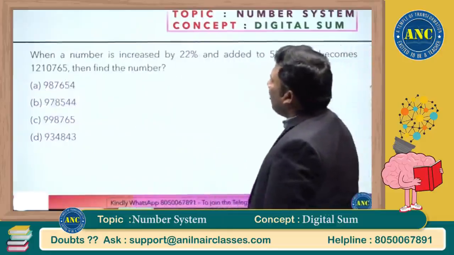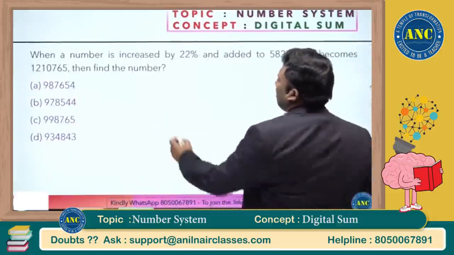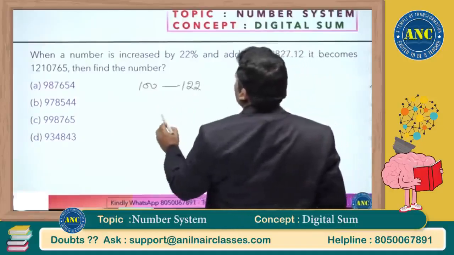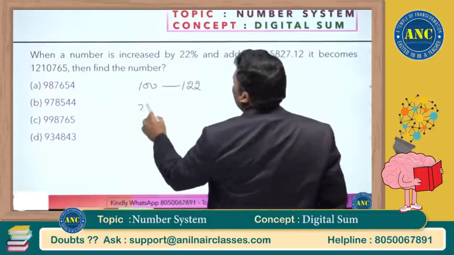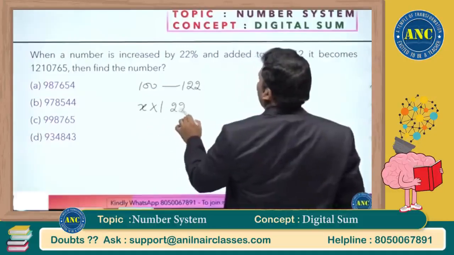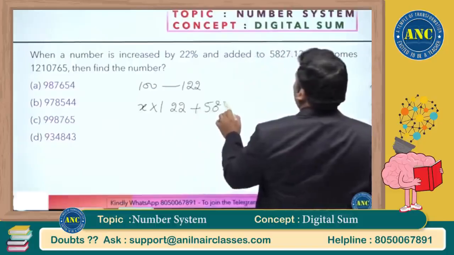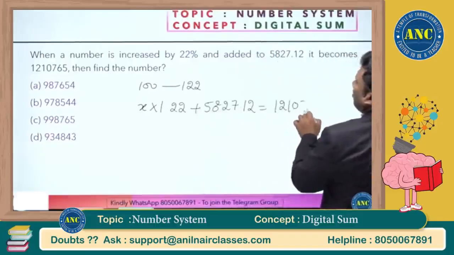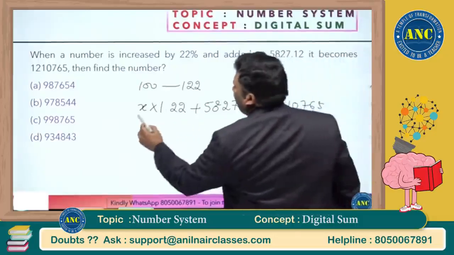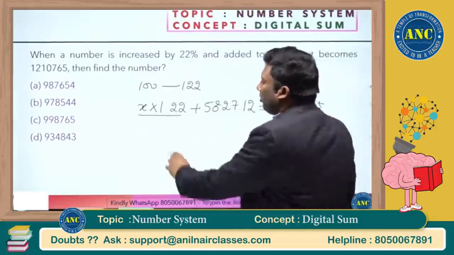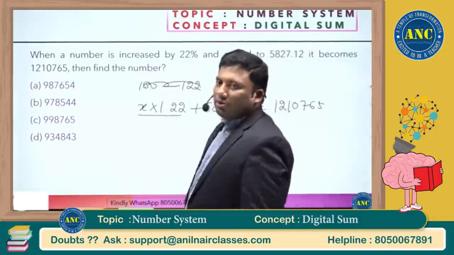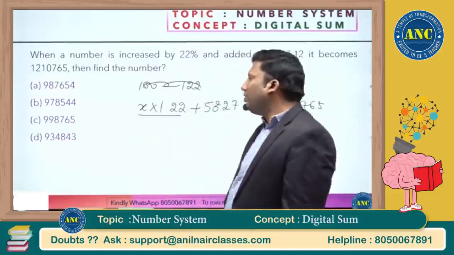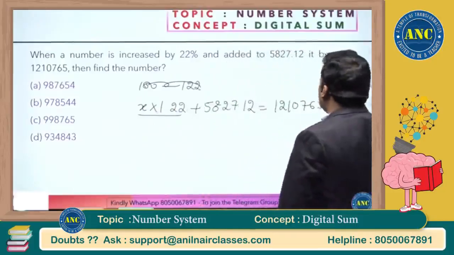Now, a number when it is increased by 22%, that is 122, and added to 5827.12, it becomes 1210765. If a number is x, increased by 22% it is x into 1.22. Why is it x into 1.22? I hope it is clear. Increased by 10% is 1.1. Increased by 22% is 1.22. Now see here.